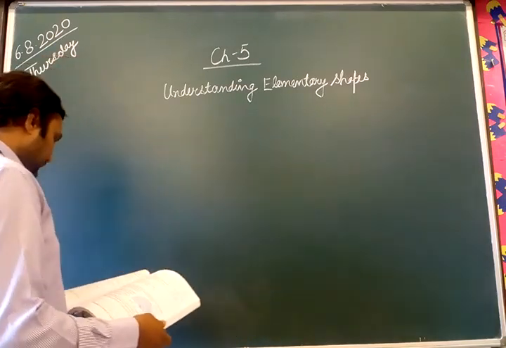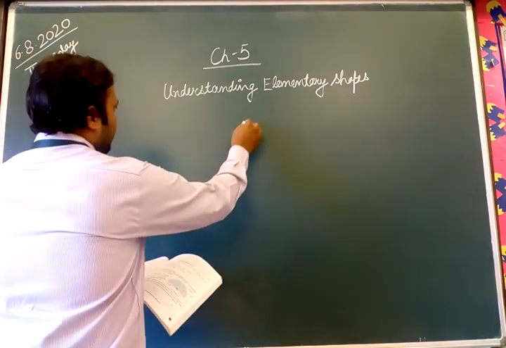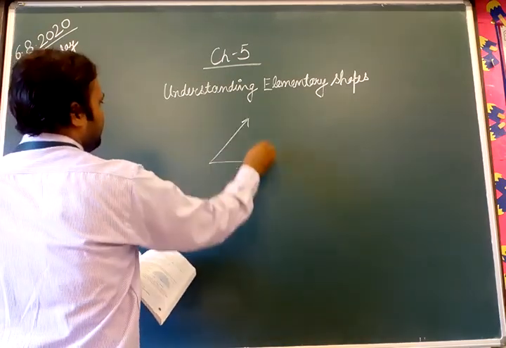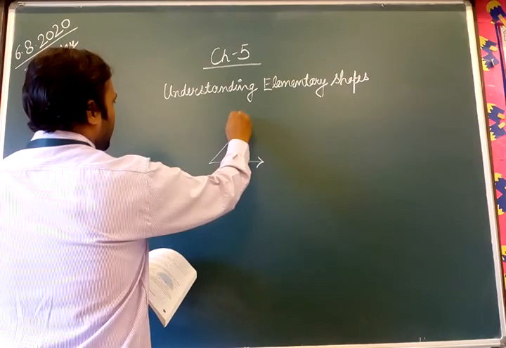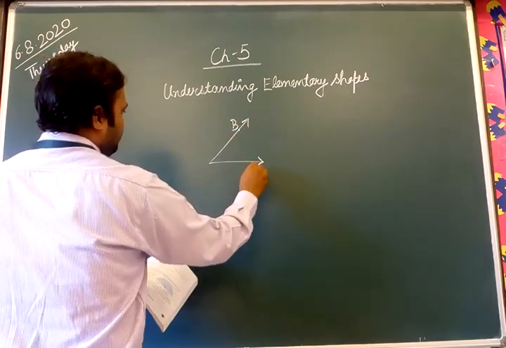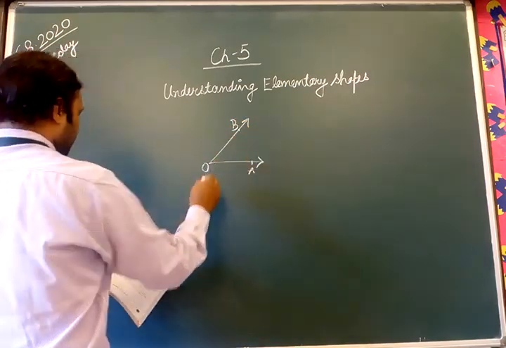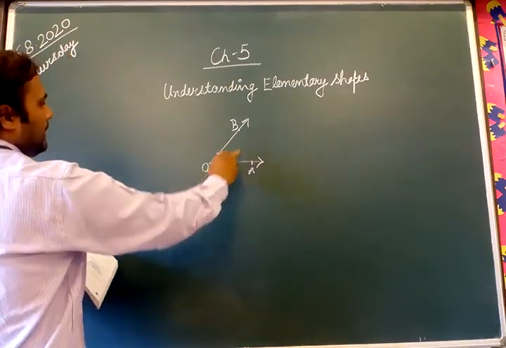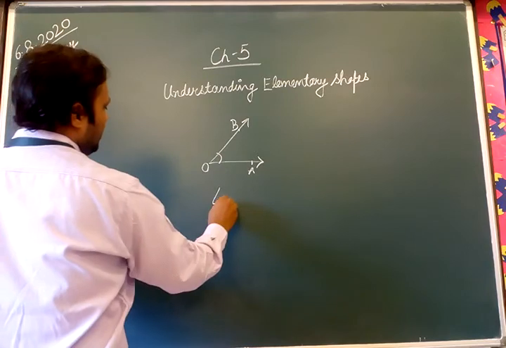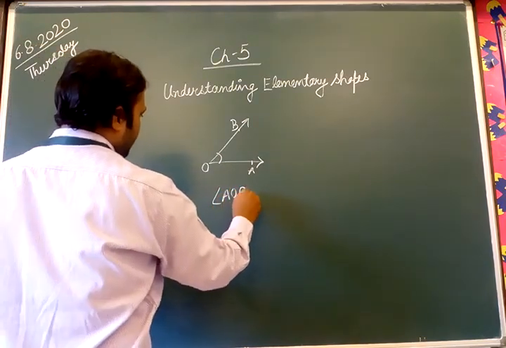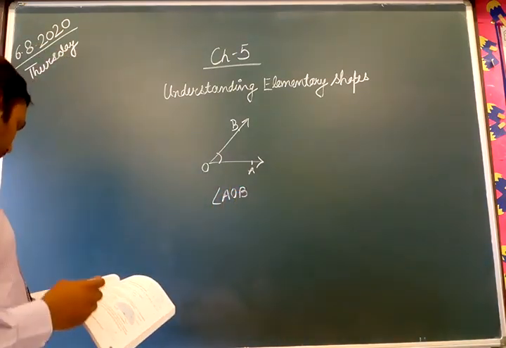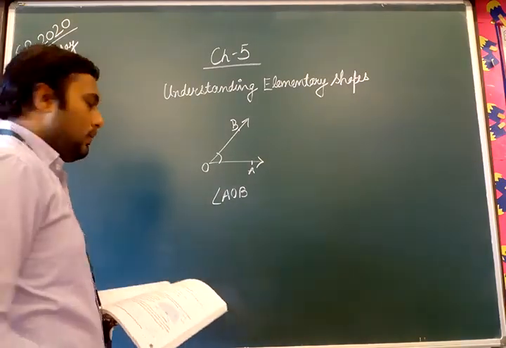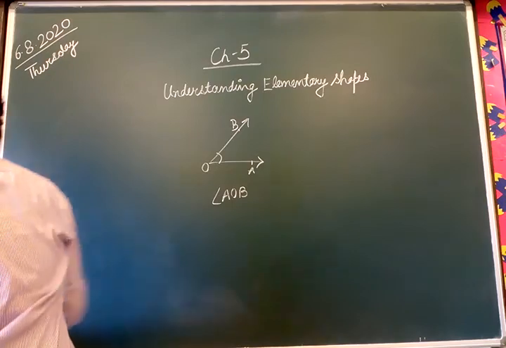comparing angle. In front of you, if we draw two rays, a point is there. So the angle formed by this is angle AOB. This is the formation of the angle AOB. Now we are going to compare the angle.